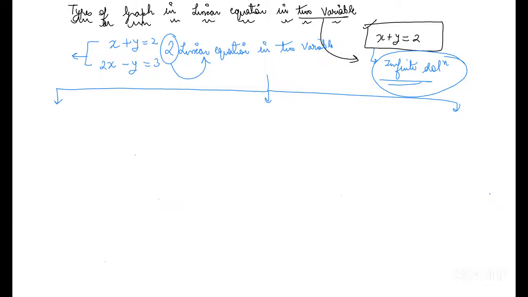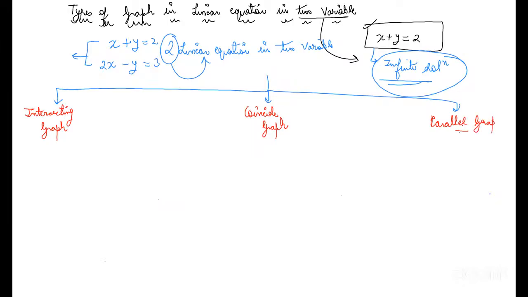First is the intersecting graph. The second is the coincide graph. And the third one is the parallel graph.